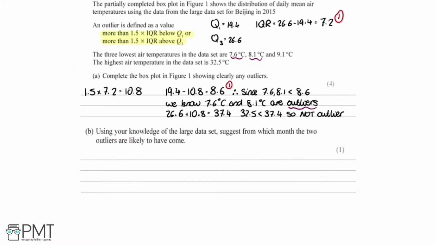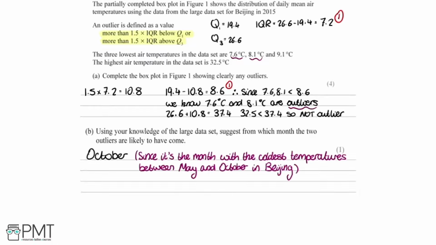So part B says we need to use our knowledge of the large dataset to suggest from which month the two outliers are likely to have come from, and they're likely to have come from October. And the reason for this, if we look at the large dataset, we see that the data is going from May to October. Now the two outliers we've got in this question are down on the left hand side where the colder temperatures are. And if we think about where Beijing is, it's in the northern hemisphere, and between May and October, that's going between spring and the autumn. So the time when these outliers, these colder temperatures are most likely to be, not in spring, but in autumn, so in October. So that's why the answer is October. And we get our 1 mark for saying that the month is October.